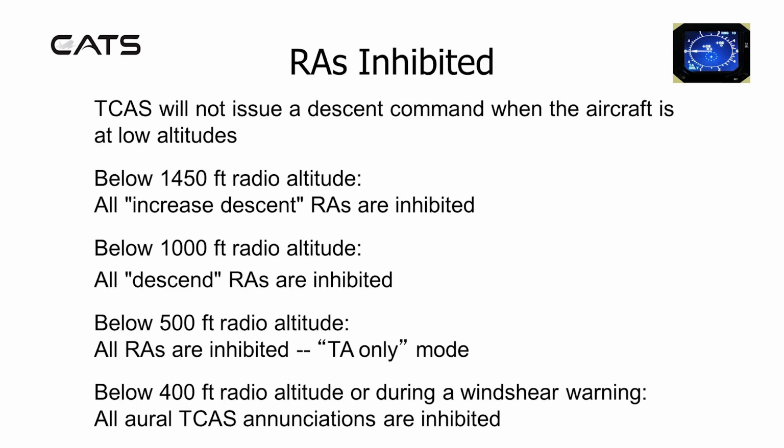RAs inhibited. TCAS will not issue a descent command when the aircraft is at low altitudes. Below 1,450 feet rad-alt, all increased descent RAs are inhibited. Below 1,000 feet rad-alt, all descend RAs are inhibited. Below 500 feet rad altitude, all RAs are inhibited and TA only mode is engaged. Below 400 feet rad alt or during wind shear warning, all oral TCAS enunciations are inhibited.